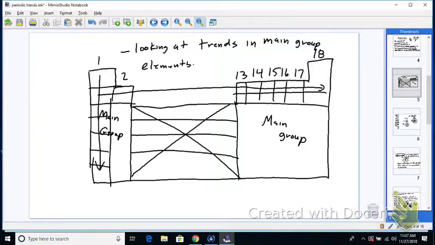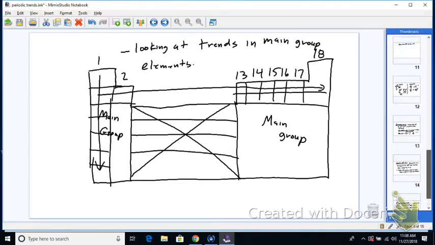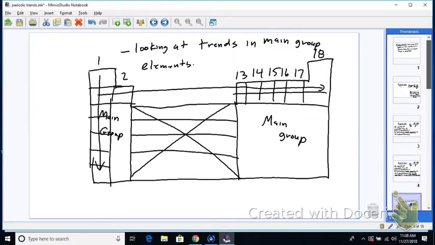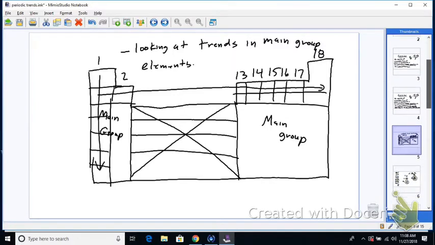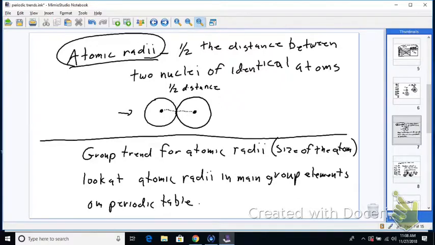Okay, so the first definition that you guys need to know a little bit about so that you can explain it when you have to is called the Atomic Radii. This is the definition. This is an example of looking at the definition. And this bottom part, you don't have to write down. It says group trend for atomic radii. We're going to look at that on your periodic table. So this bottom portion, you don't have to write down. So that makes it a lot easier. So you guys are writing it down.